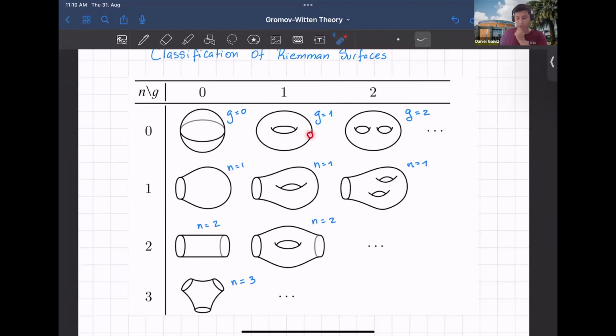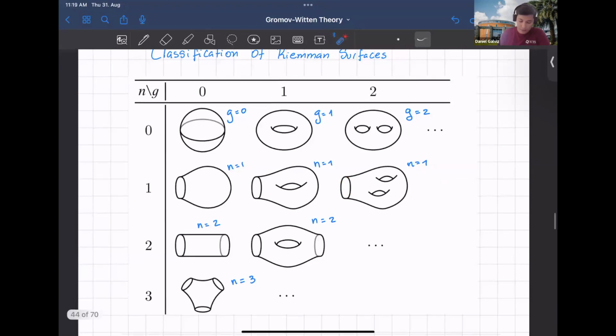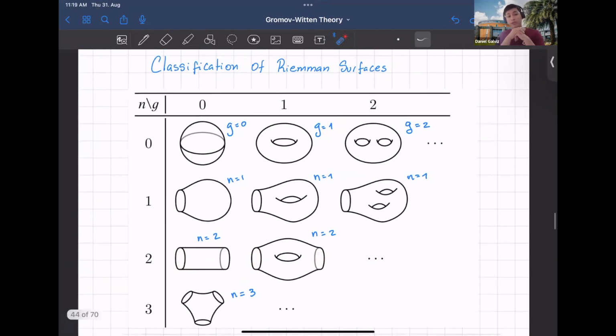So this is genus 0 with 0 marking points. This is genus 1 with 0 marking points, genus 2 with 0 marking points, and so on. Then you will put a marking point. So this is the same as having just the sphere with 1 marking point. We will not consider it as a boundary, but just a marking point. Then you have genus 1 with 1 marking point, genus 2 with 1 marking point, and so on. Then 2 marking points with genus 0, with genus 1, with genus 2, and so on. So this is how the Riemann surfaces are classified.